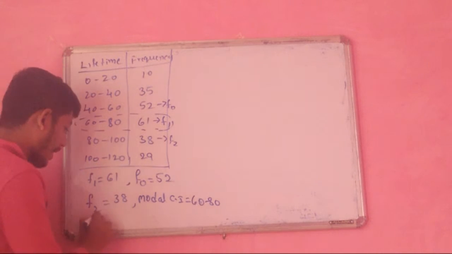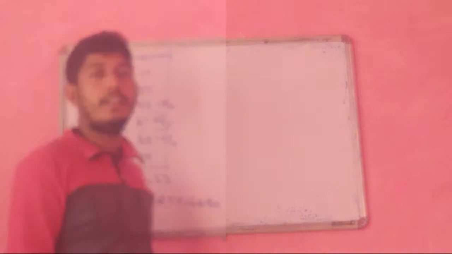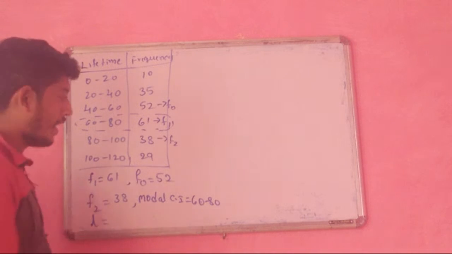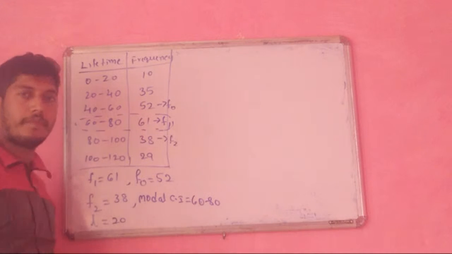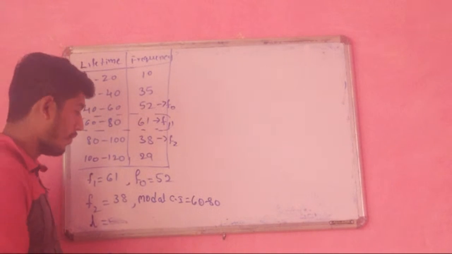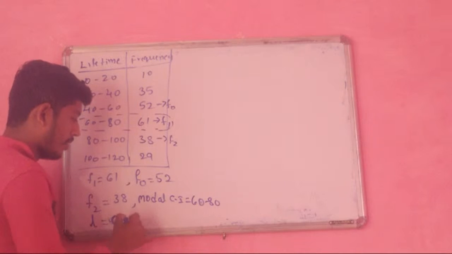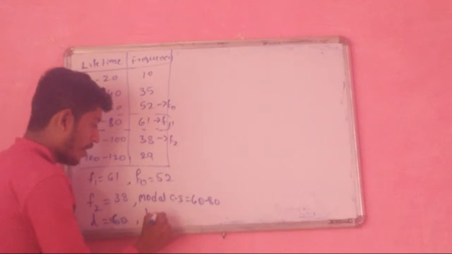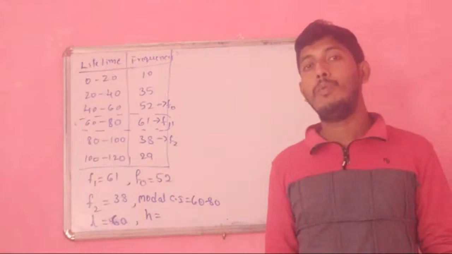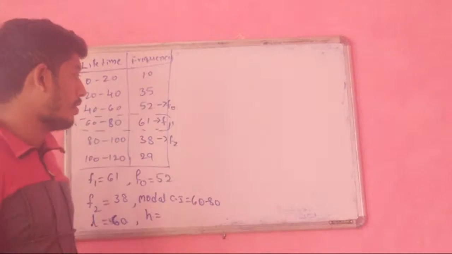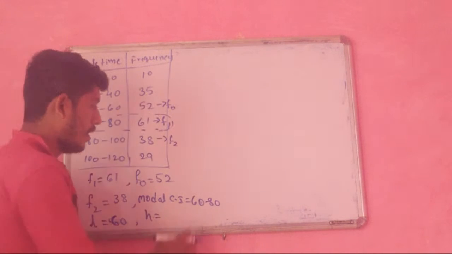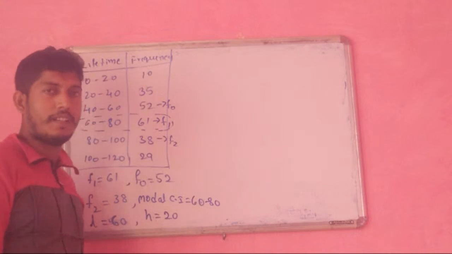Next, we have to find the L value. L value means the lower limit of the modal class interval, that is 60. And now we have to find the H value. H value means upper limit minus lower limit, the width of the modal class interval. You have to subtract the lower limit of the modal class interval from the upper limit. 80 minus 60 gives 20 as the answer.